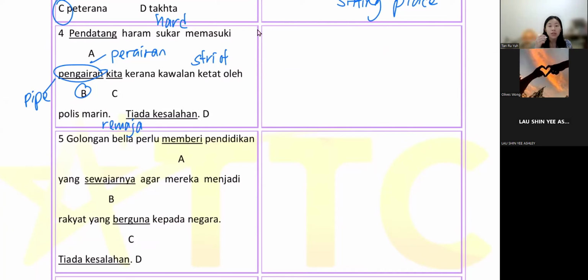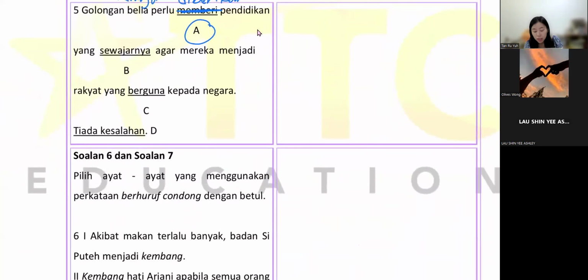Yes, diberi. Okay, because it's not the teenager giving the education that is diberi, but then I need to put diberikan. Yang perlu diberi, yang perlu diberikan pendidikan. Giving to, because behind is your object. Okay, now let's go for question number 6.